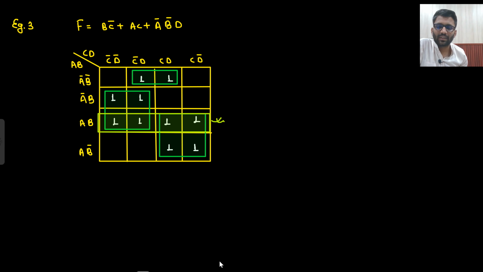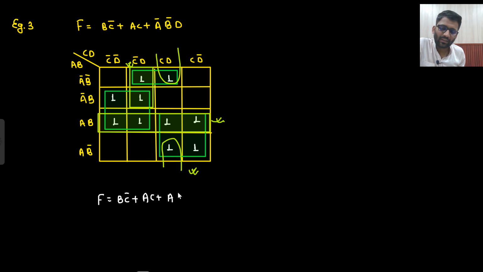What other things are possible? This can be one of the cases. This and this is already taken, this and this is already taken. From here nothing is possible, from here nothing is possible, from here I can see one more thing is possible, right? So these three pairs, 1, 2 and 3. So let's write down the expression now. F is equal to whatever they have already taken, don't do anything with that.